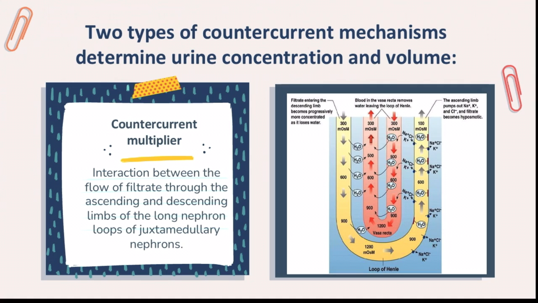The descending limb is freely permeable to water, which passes out of the filtrate into the hyperosmotic medullary interstitial fluid, and its filtrate osmolality increases to 1,200 milliosmoles. Then on this side is the ascending limb. Its filtrate is going upward. This arrow going up. It is impermeable to water and its filtrate osmolality decreases to 100 milliosmoles.